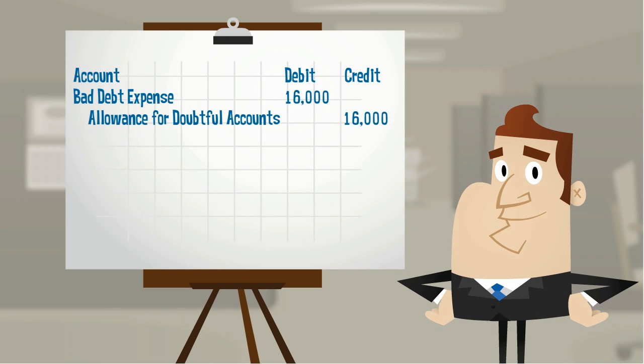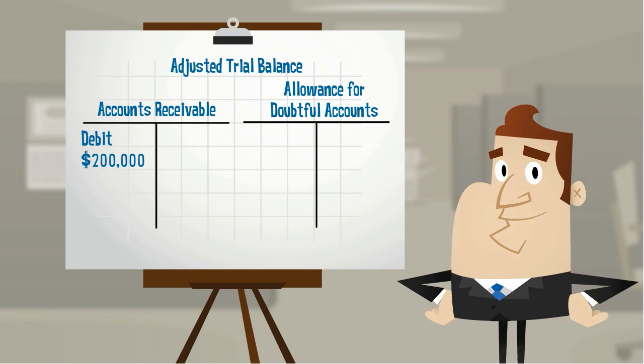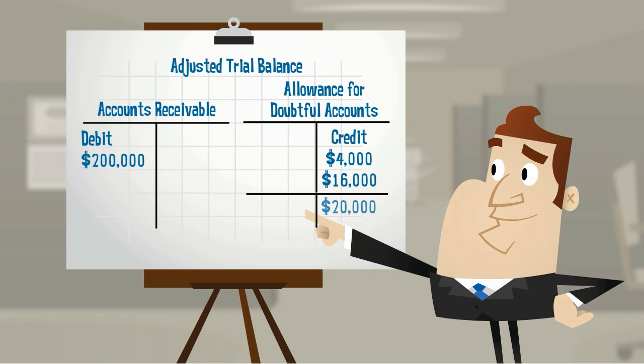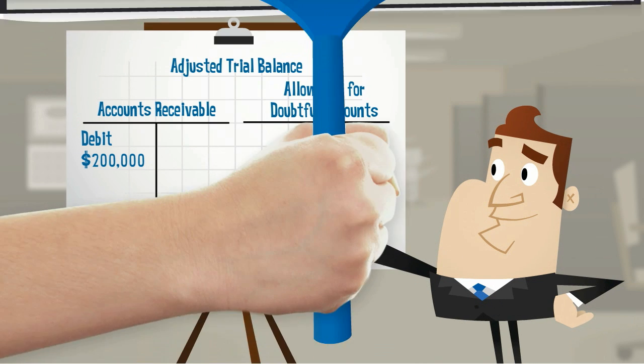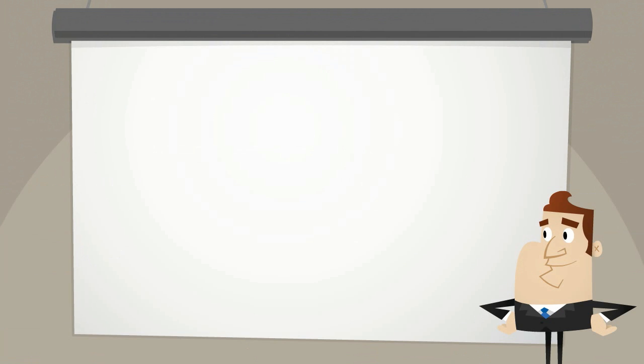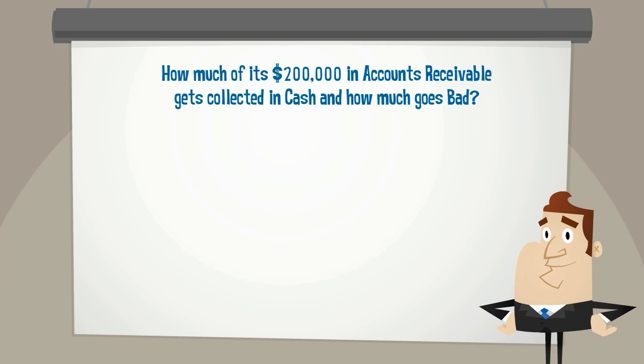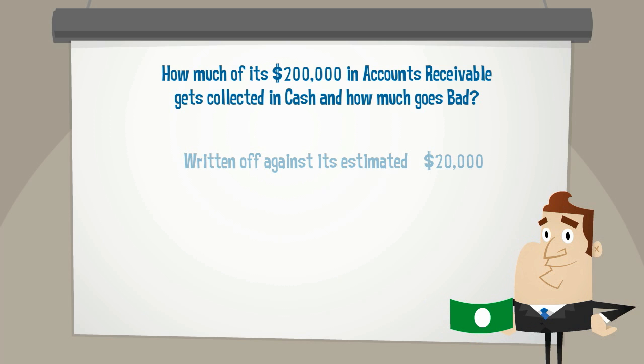The entry above will result in net receivables of $180,000 being reported on the balance sheet because the adjusted trial balance will show a debit balance of $200,000 in accounts receivable and a credit balance of $20,000 in allowance for doubtful accounts. Let's now move on to the following year when management gets to find out for sure how much of its $200,000 in accounts receivable gets collected in cash and how much really goes bad and has to be written off against its estimated $20,000 allowance for doubtful accounts.